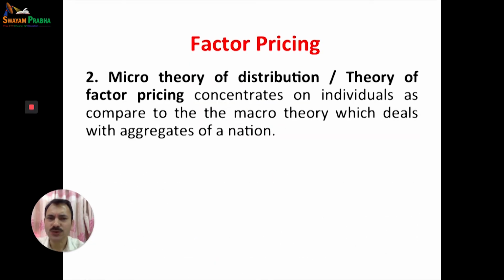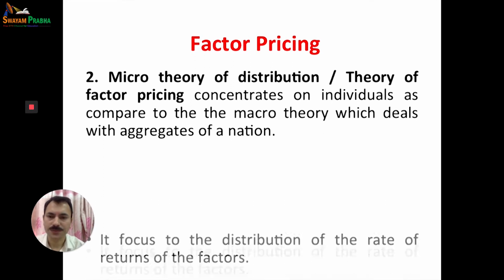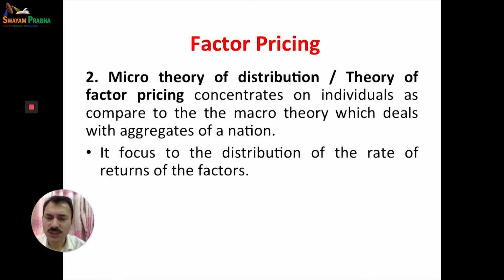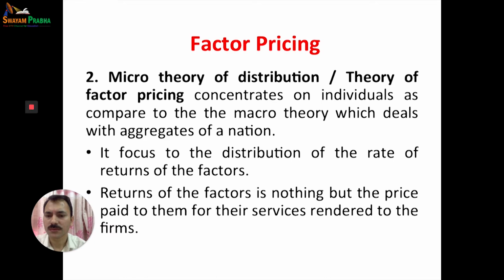National income is the macro concept, whereas individual is the micro. Micro theory of distribution, or factor pricing, concentrates on the individual as compared to the macro theory, which deals with the aggregate of national income. It focuses on the distribution of the rate of return of factors. The returns of the factors are nothing but the price paid to them for their services rendered to the firms.